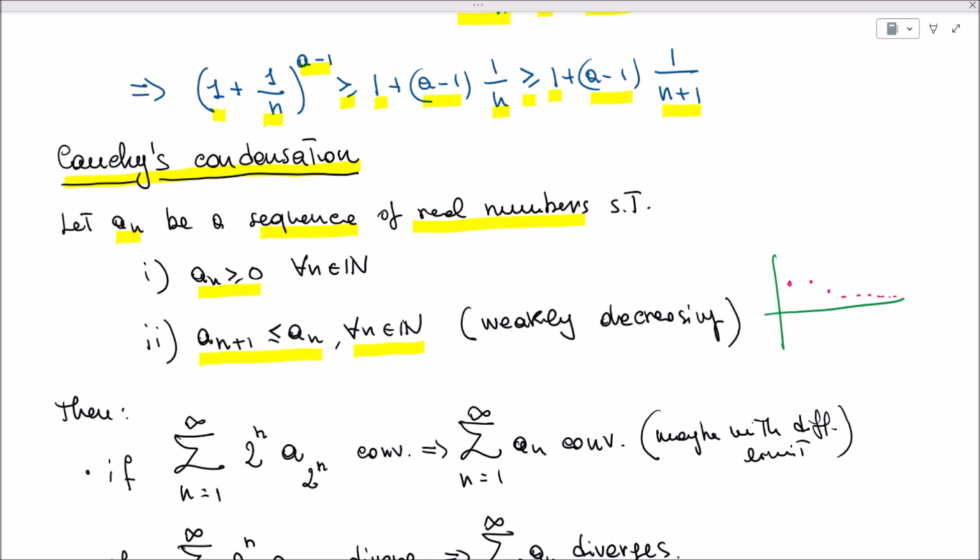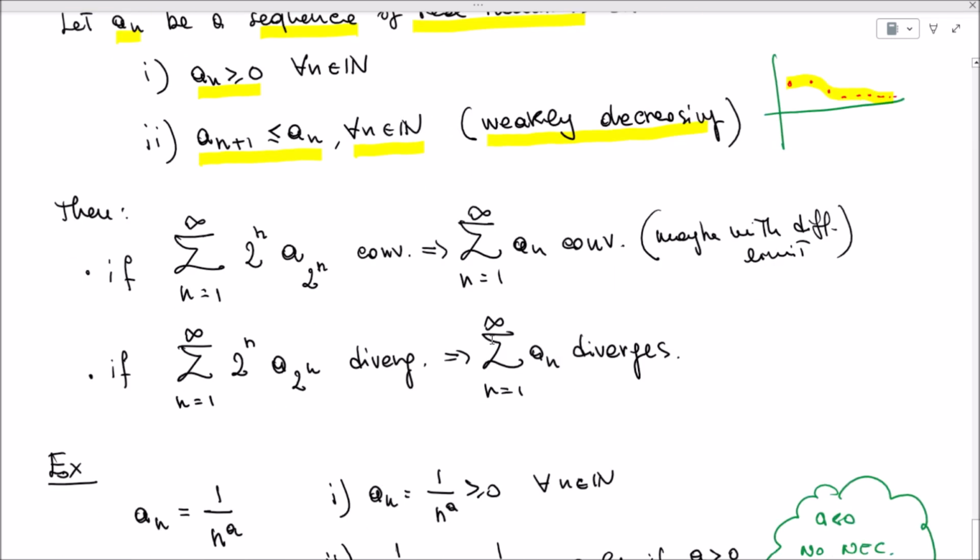So this is to say that the sequence of the terms is weakly decreasing. So we are dealing with a sequence like this one. It can remain constant or go down, but it cannot go up. So this is the condition for the sequence. And now we want to study the series that is built on top of that sequence. And this is the main statement of the theorem. If we don't know how to analyze the sum of an, we can instead study the sum as n goes from 1 to infinity of 2 to the n multiplied by a with the index 2 to the n.